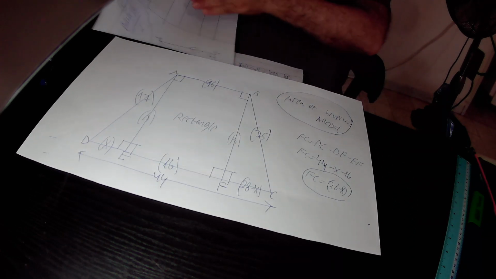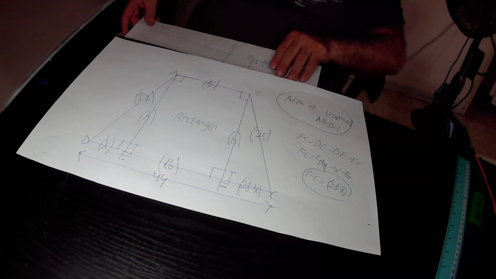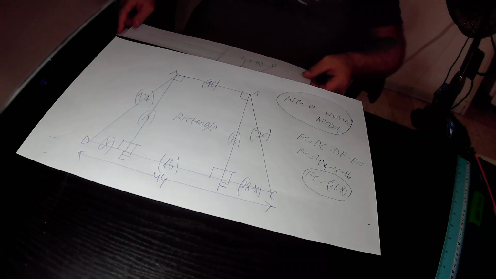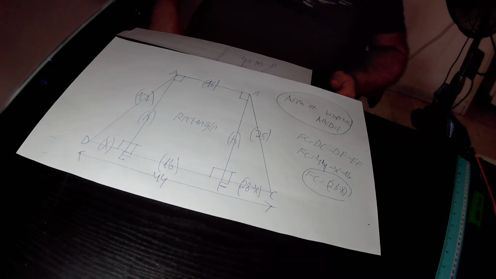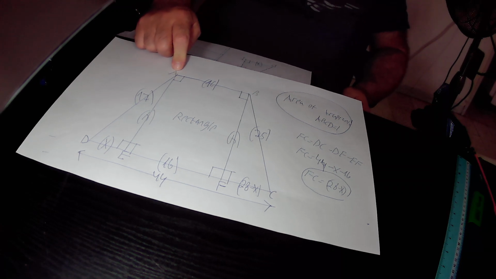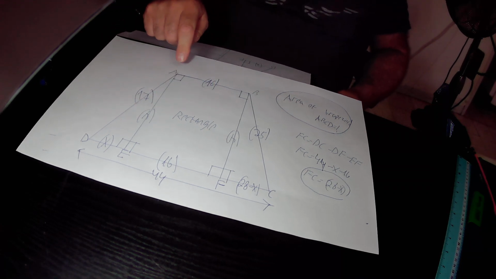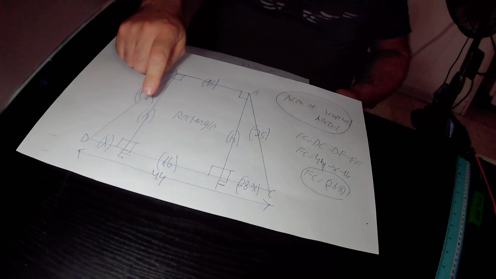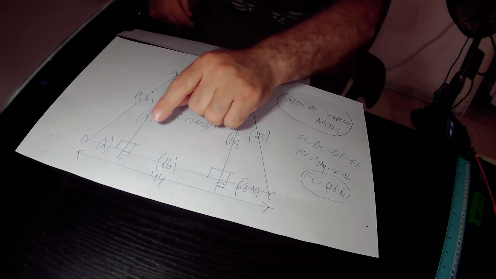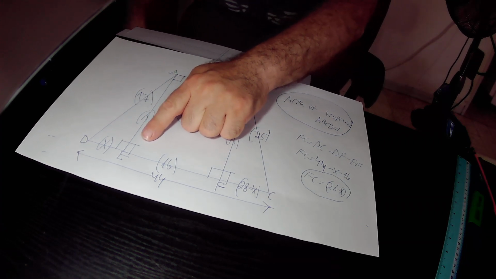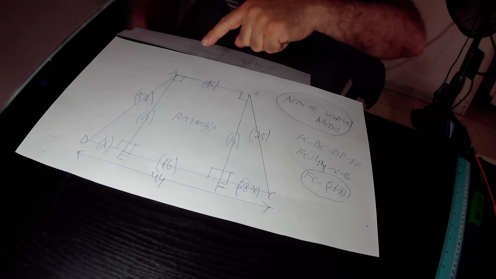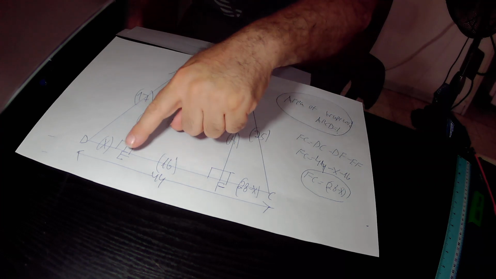Okay, so in the next step, we did a construction. From point A, we draw a perpendicular to DC. So this angle equals 90 degrees, and this angle also equals 90 degrees according to our construction. We define the touching point of the perpendicular from point A on DC. This point is point E.